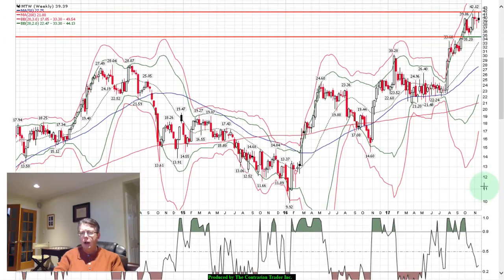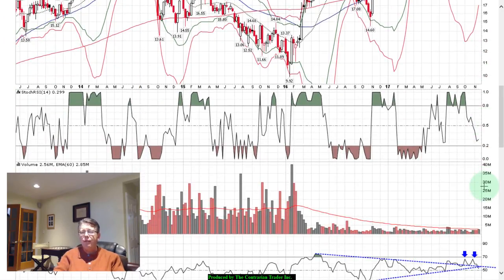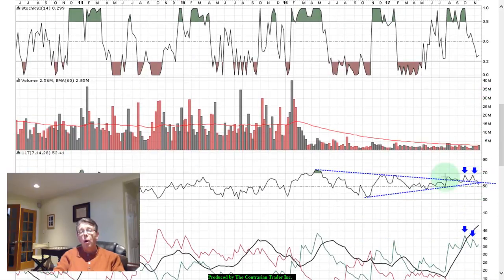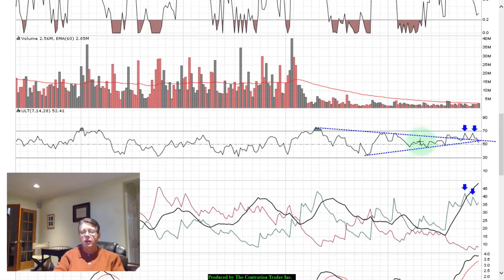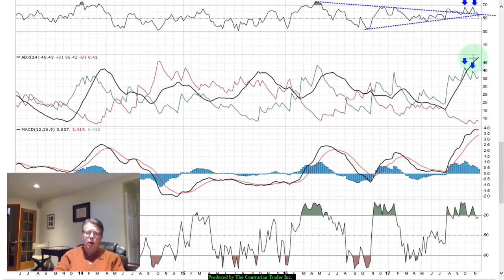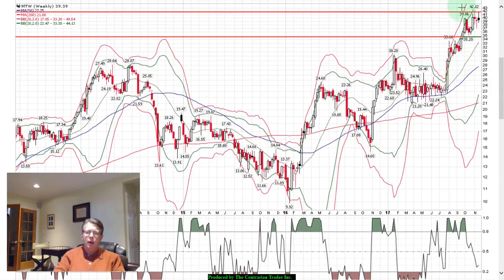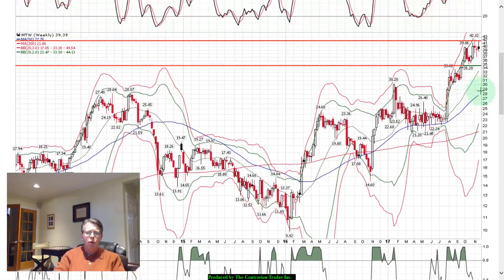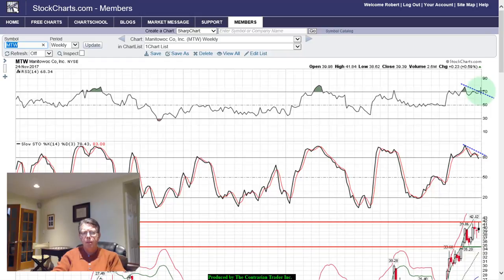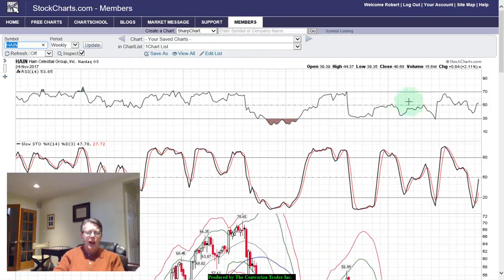So Manitowoc looking good. Seasonality is not favorable. I will caution about Ultimate Oscillator. Ultimate Oscillator is breaking down. We have a double top on Ultimate Oscillator, and it broke down below prior support last week. A double top on ADX. So I think these shares are going to take a pause here. Maybe get a pullback for the month of December. The next chart up, Hain Celestial.